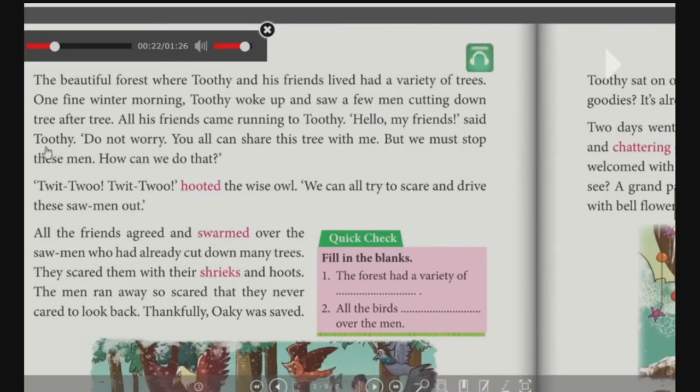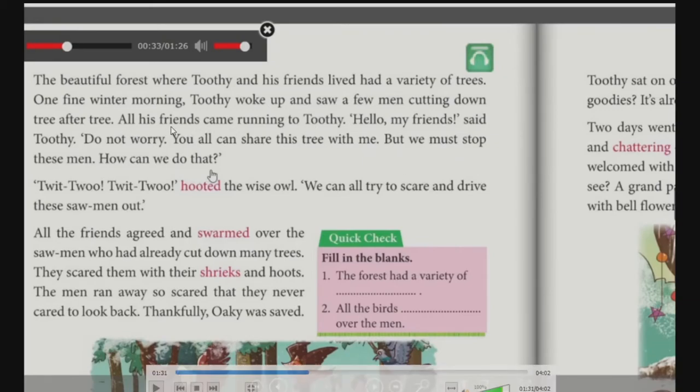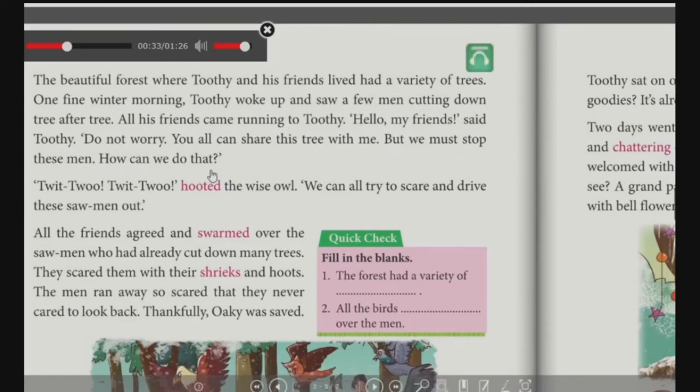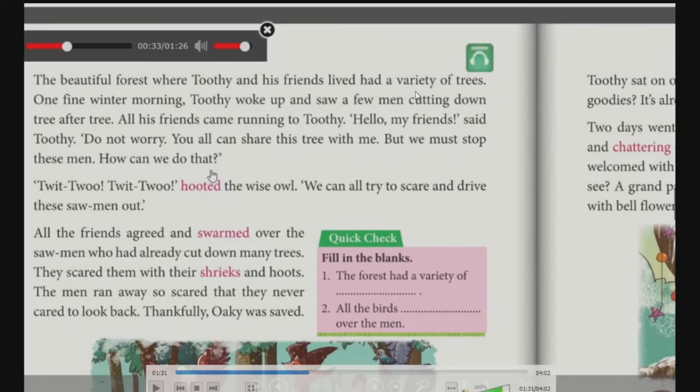Let us see. "Do not worry, you all can share this tree with me. But we must stop these men. How can we do that?" Why did Toothy tell his friends not to worry? Because he had already seen that all his friends came running and they were upset or maybe they were sad. They were having some sort of tension that something wrong is going on in the forest. And what wrong was going on? Many men had come to cut down the trees.